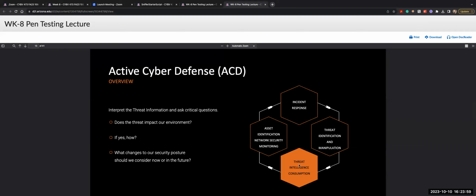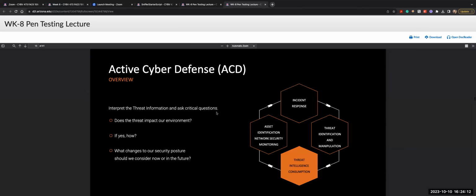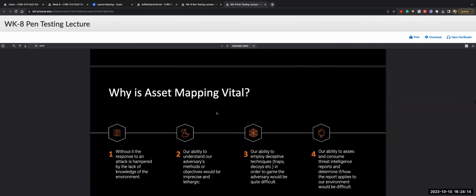And then threat intelligence consumption, or sometimes you'll just hear it called TI consumption. Interpret threat information and ask critical questions, right? And again, this all comes back to impact. What's the impact? What is the impact? That's really the biggest thing.